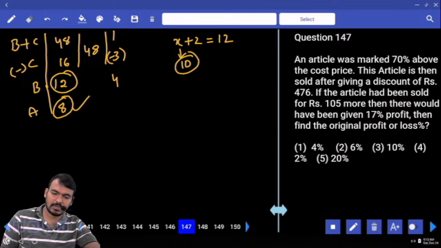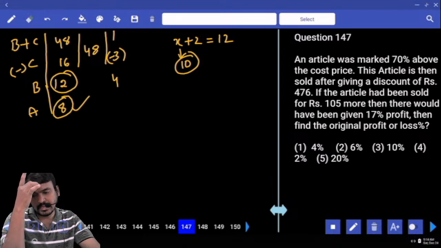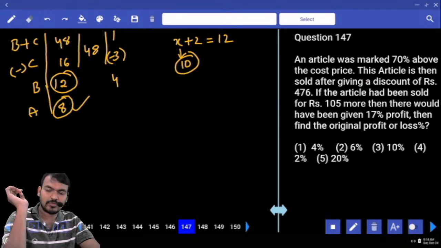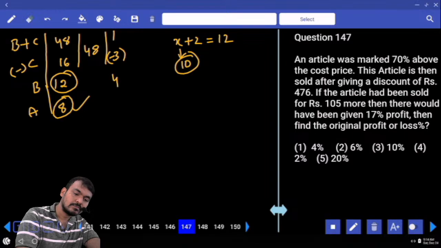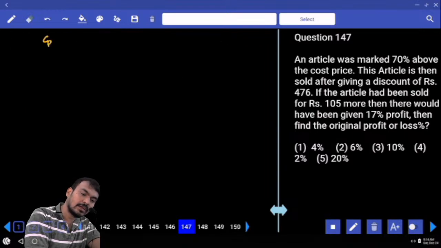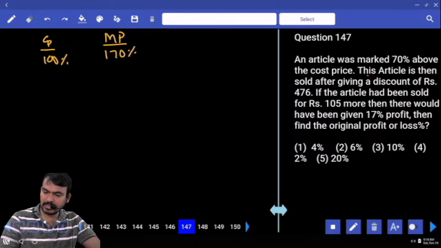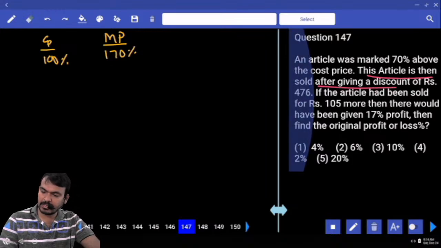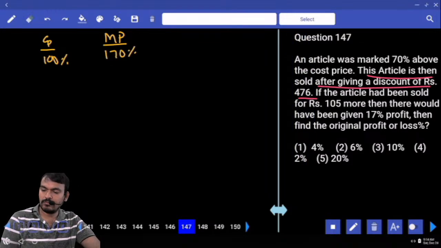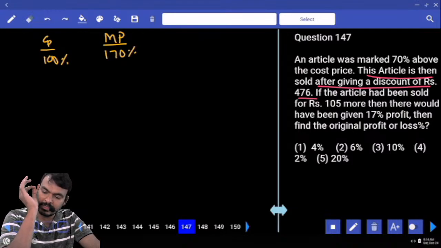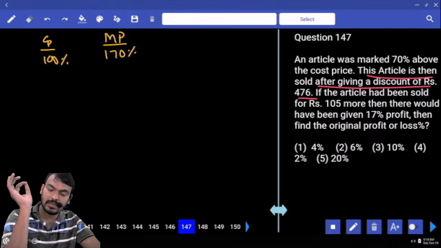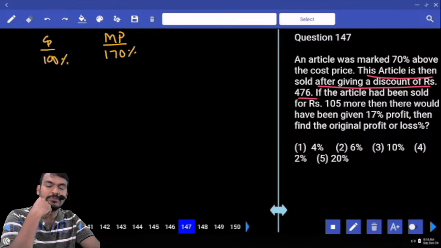Question number 147. An article was marked 70% above the cost price. Suppose cost price we consider as 100%. Market price is 170%. Next, this article is then sold after giving a discount of 476 rupees.